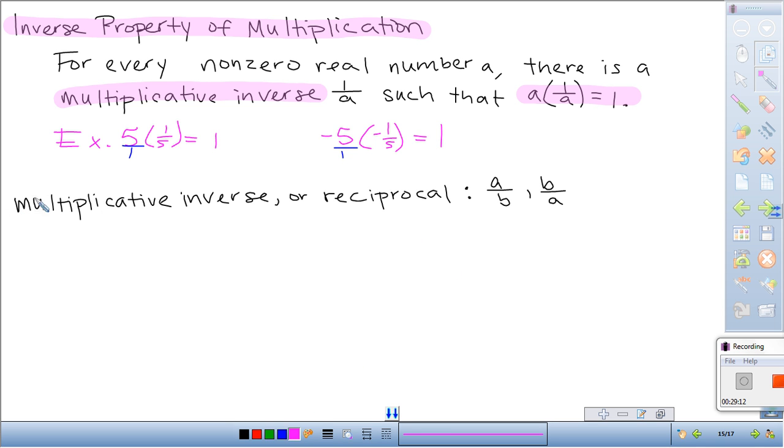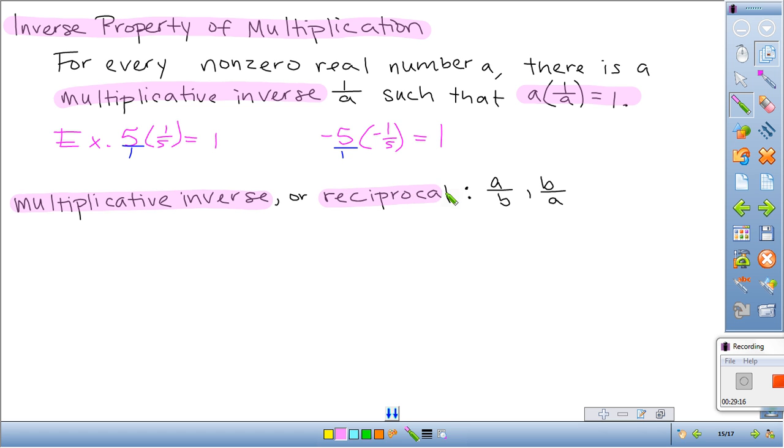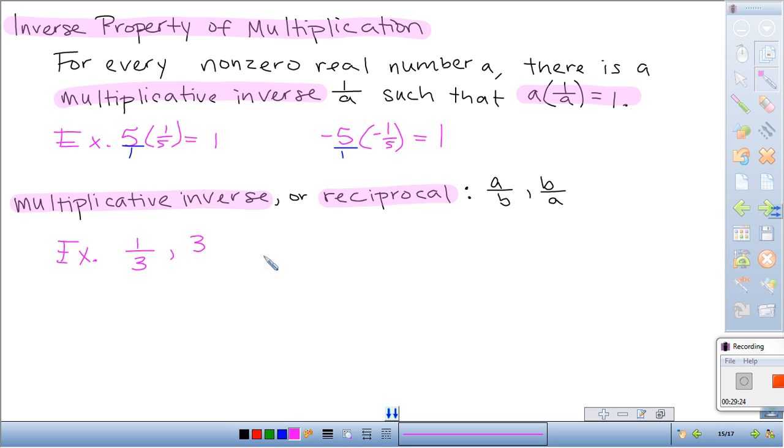The multiplicative inverse, or reciprocal, is where you have a over b or b over a. So for example, 1/3 and 3 would be multiplicative inverses, or 4/5 and 5/4. They are multiplicative inverses of each other. 4 times 5 is 20, 5 times 4 is 20, 20 divided by 20 is 1.